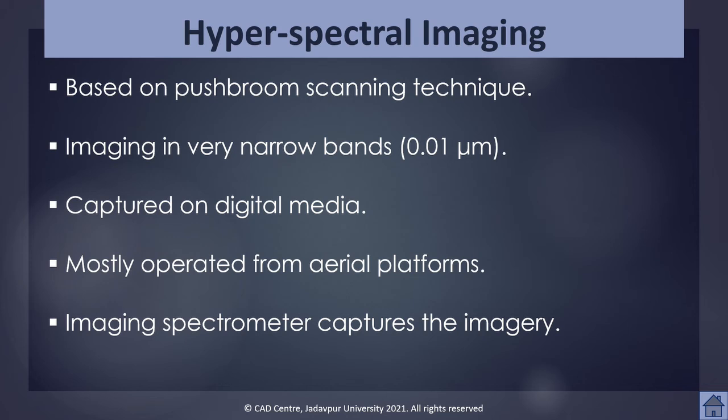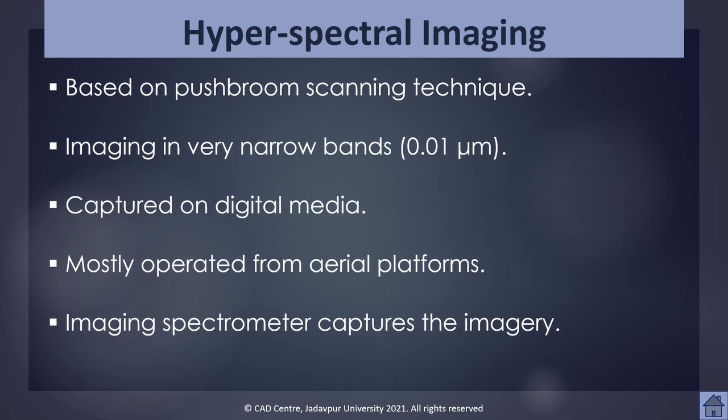And since in case of hyperspectral imaging, the bandwidth becomes very narrow, therefore the amount of light also becomes very less. And since the amount of light is very less, as a result, they are necessary to be captured from lower altitudes, not from higher altitudes. And as a result, mostly hyperspectral remote sensing images are being captured from aerial platforms rather than the satellite platforms.